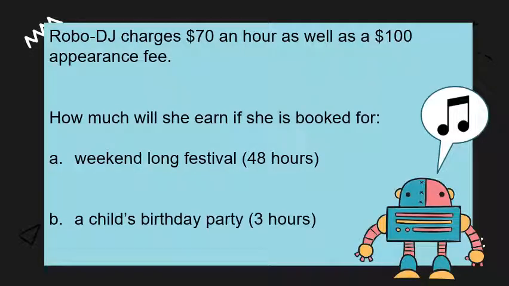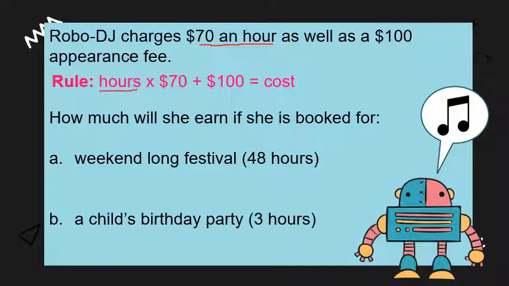So lastly, let's look at another example here, and this is the rate that a DJ charges for their services. So Robo DJ charges $70 an hour, as well as a $100 appearance fee. The $100 appearance fee is a one-off cost, and then everything else is charged by the hour. So to describe this using a rule, I could write hours, which is my input, multiplied by 70 plus 100 equals the cost. So let's apply that now to these different situations.